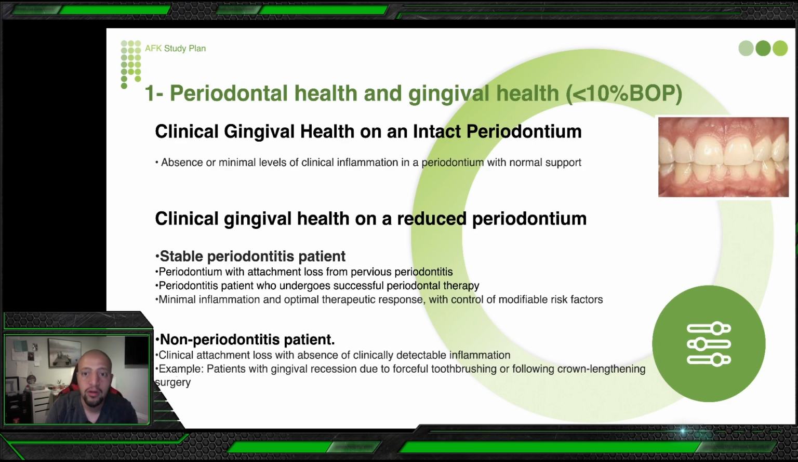So if I tell you we do probing depths for a patient, the maximum probing depth was 3, and the clinical bleeding on probing was 9%. So what's the diagnosis for this patient? And then you have two more scenarios. Clinical gingival health on a reduced periodontium, which you're going to say is a stable periodontitis patient or non-periodontitis patient.